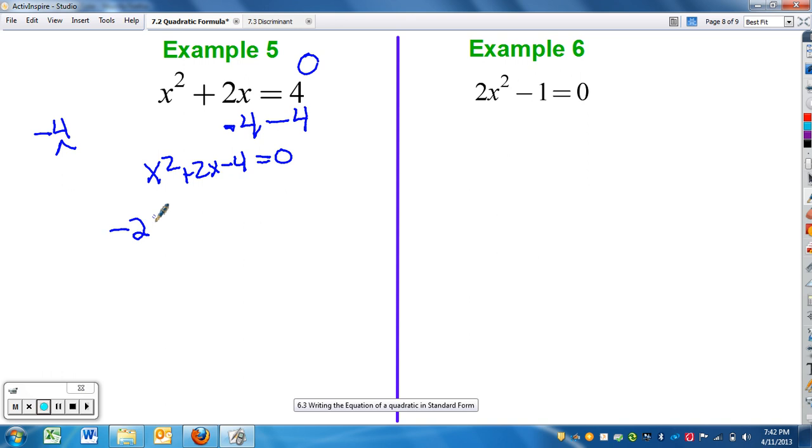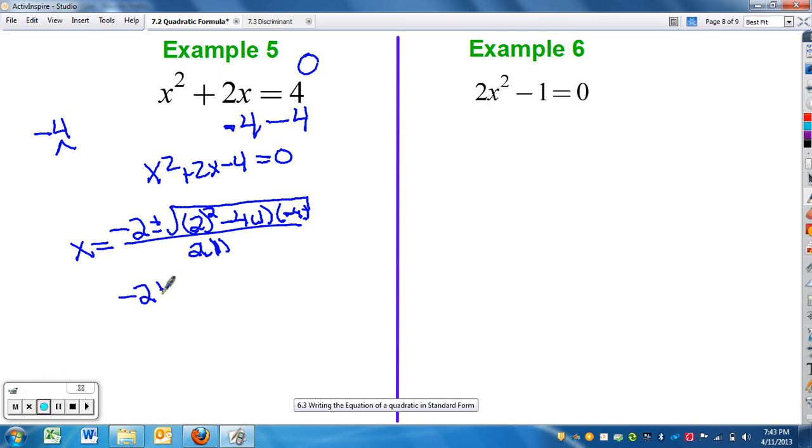So I go negative 2 plus or minus 2 squared, because that's my b, minus 4 times a, which is 1, times c, which is negative 4, all over 2 times 1. So x equals negative 2 plus or minus, I'm going to write above it, 4 negative 4 times 1 times negative 4 is plus 16, equals the square root of 20, all divided by 2. Square root of 20 does break down, so that's 5 and 4, 2 and 2.